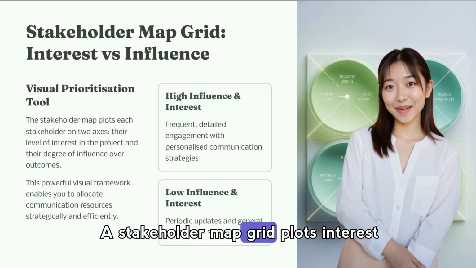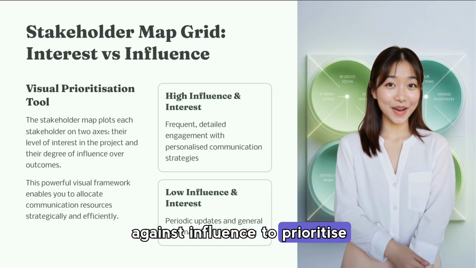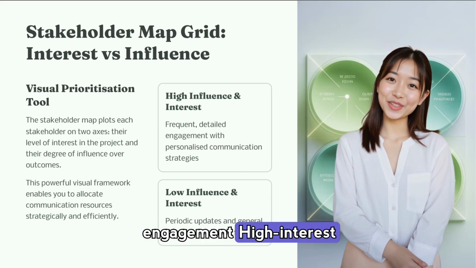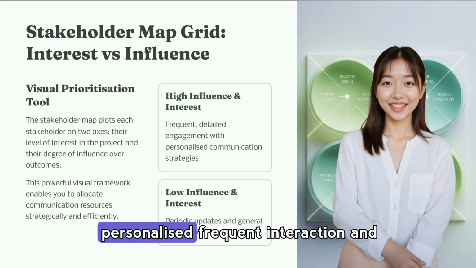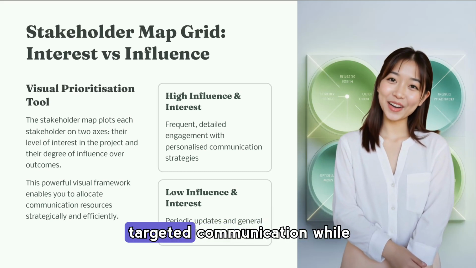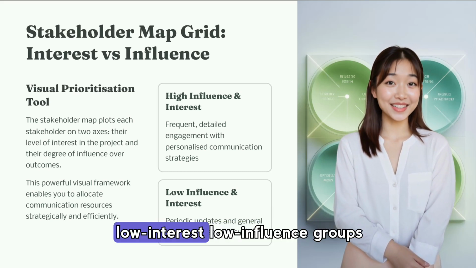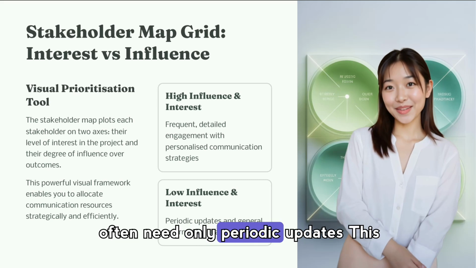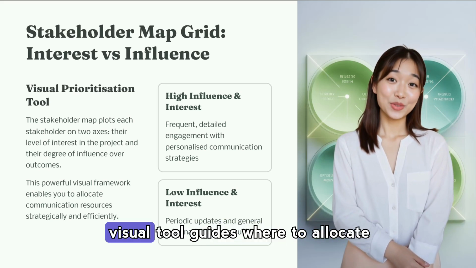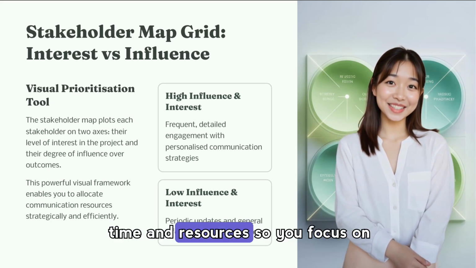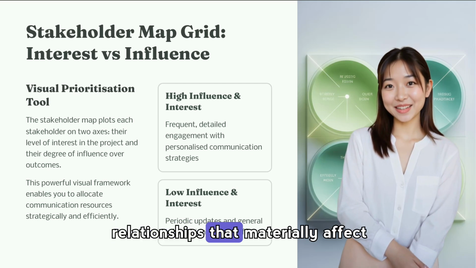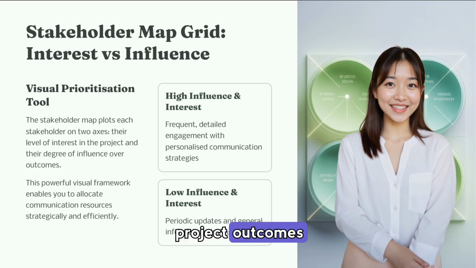A stakeholder map grid plots interest against influence to prioritize engagement. High-interest, high-influence stakeholders need personalized, frequent interaction and targeted communication, while low-interest, low-influence groups often need only periodic updates. This visual tool guides where to allocate time and resources so you focus on relationships that materially affect project outcomes.